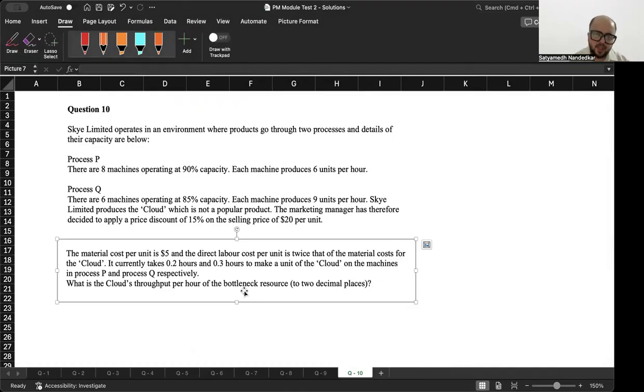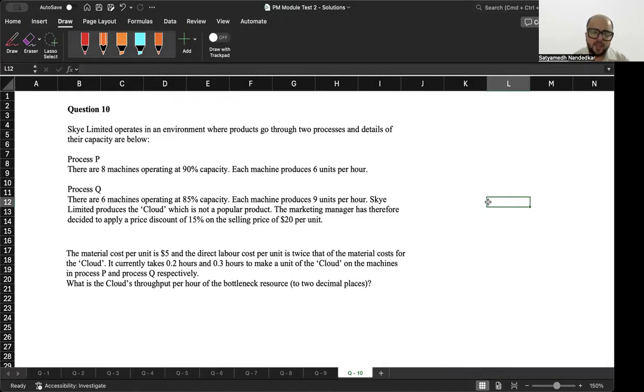Sky Limited operates in an environment where products go through two processes and details of their capacity are below. Process P, there are 8 machines operating at 90% capacity. Each machine produces 6 units per hour. Process Q, there are 6 machines operating at 85% capacity. Each machine produces 9 units per hour.